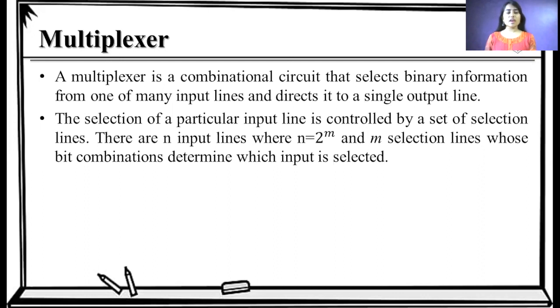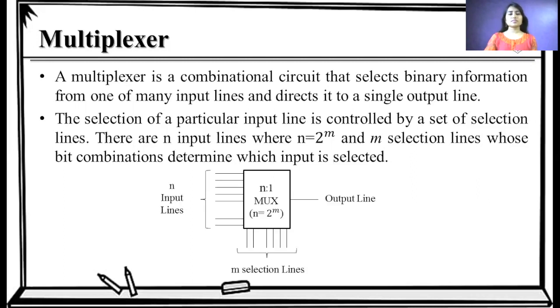There are n input lines where n is equal to 2 raised to m, and here m is equal to the number of selection lines, whose bit combination determines which input is selected. Here in a multiplexer we have many inputs, and according to the selection line, one of the inputs can be directed to an output line.